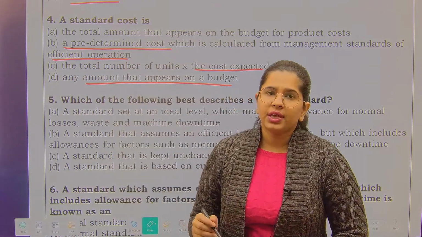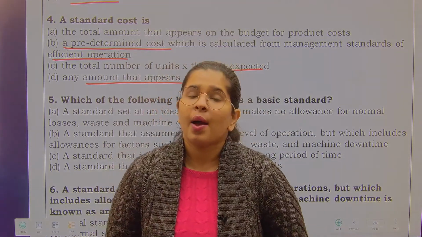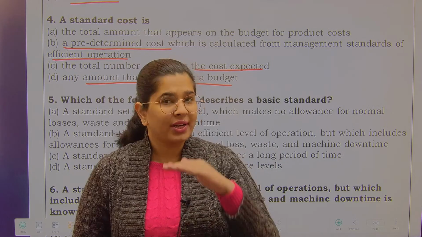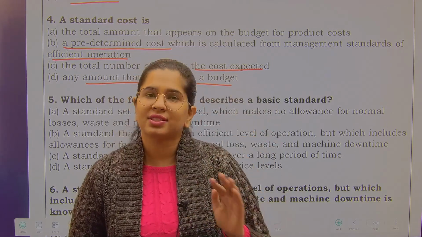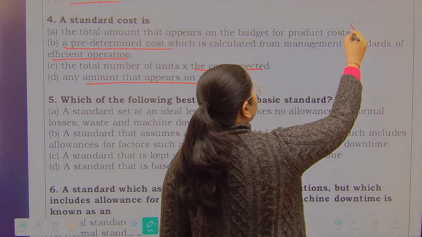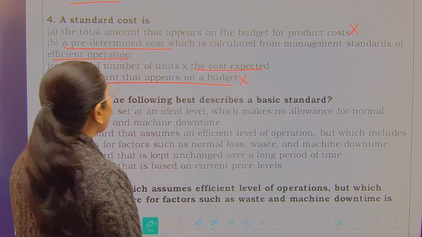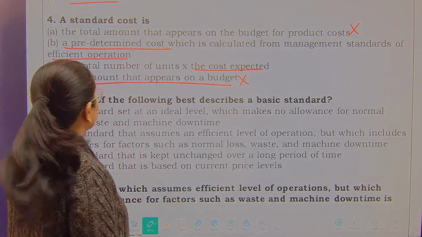See, budgeting or the budgetary costing helps you in standard costing, but I cannot say that whatever is written into your budgets is your standard cost, right? So these two are not the correct option for me. Now I have been left with the two options.